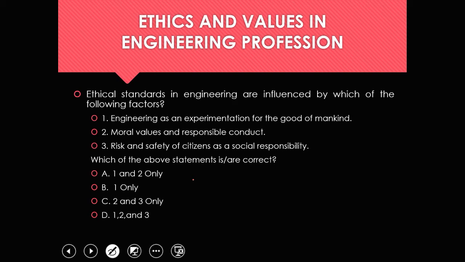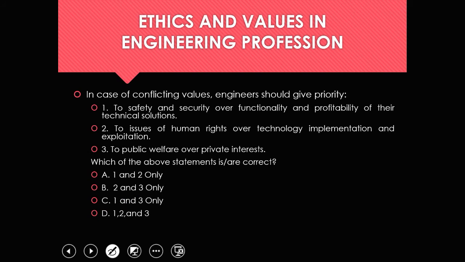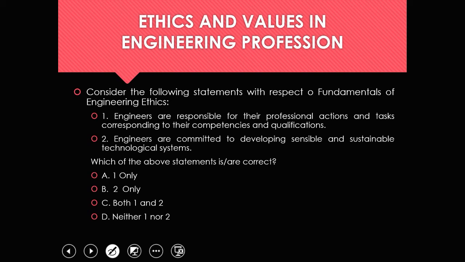Now, the other question is engineering as an experimentation for the good of mankind, moral and responsible conduct, risk and safety. D. Increasing conflicting values, engineers should give priority to issues of human rights over. Of course, D. D is the correct answer, or should be the correct answer with respect to fundamentals of engineering ethics.